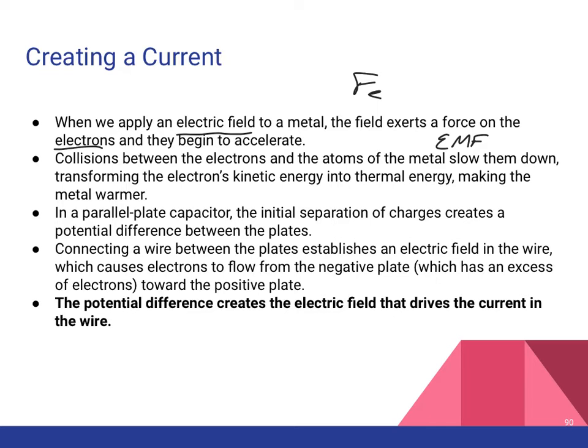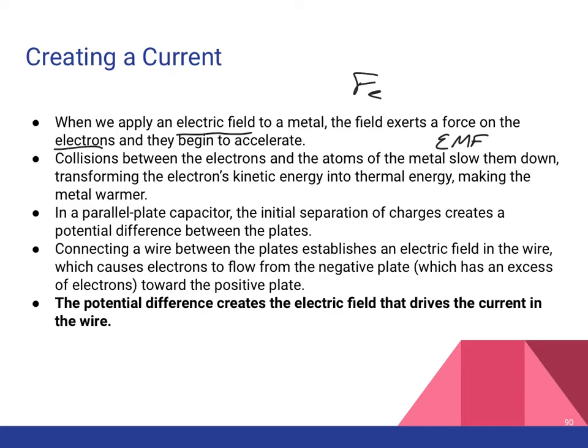The electric field that's created by a battery or whatever produces a force on the electrons, and those electrons then flow through a conductor. Now there are collisions that happen all the time, and that transforms the electrons' kinetic energy into thermal energy, which heats the metal up or allows the light bulb to glow.